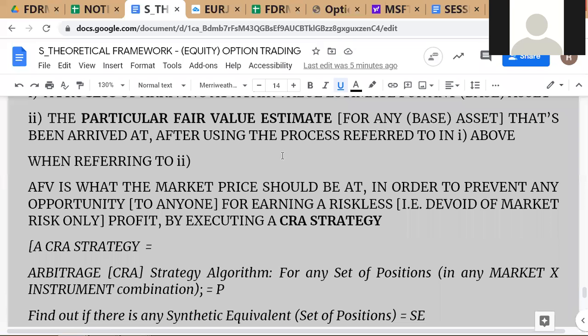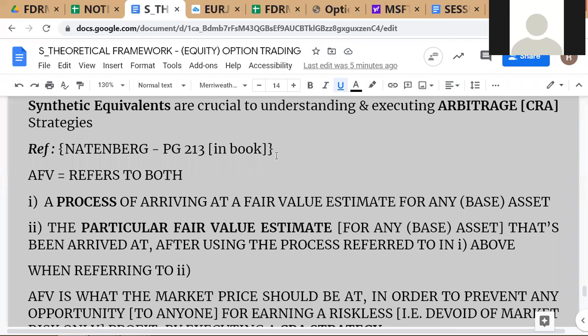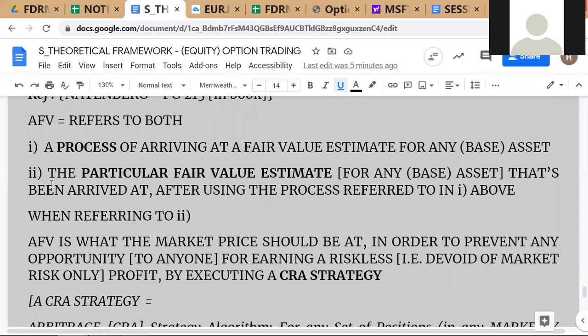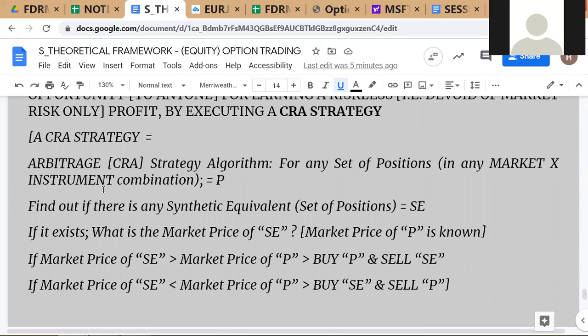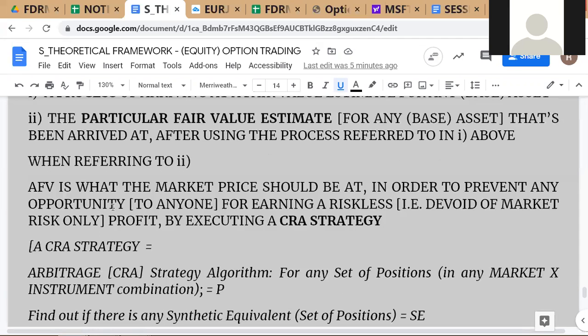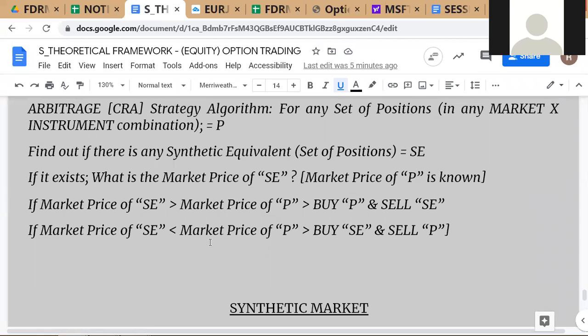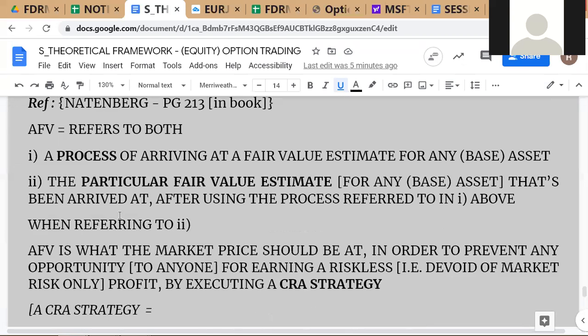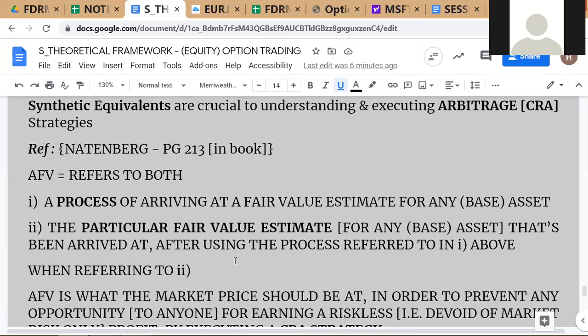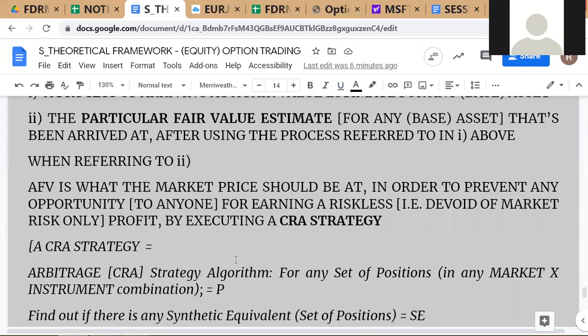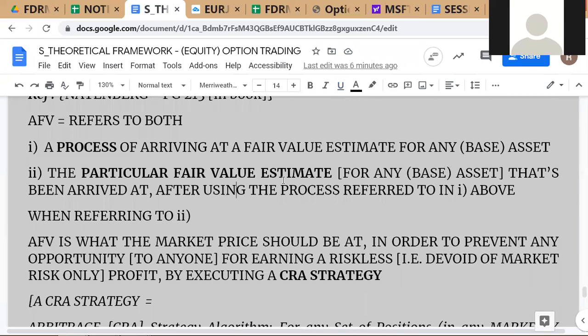So when we say, how are we using the term AFV? We are using it in the second sense, not to talk about the process, but to talk about the particular fair value estimate. What is the process? The process is basically to find out the cost of executing, the cost of putting on the synthetic equivalent position. Okay, and that's your fair value. So here we're talking about the fair value estimate, which is the result of using the process given above.